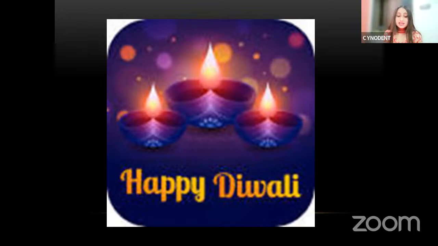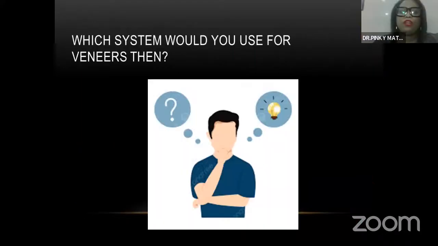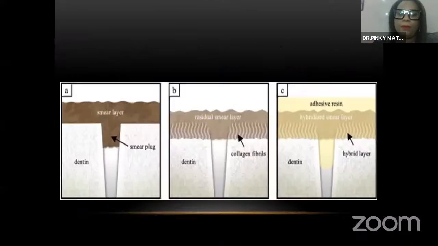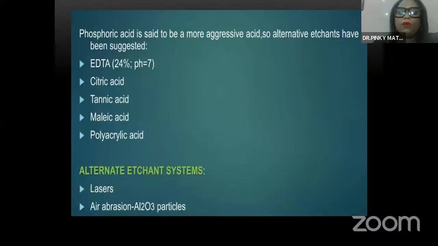Ma'am, which is the best agent we can use in practice other than phosphoric acid? See, you can go with a lot of things. There are people who are etching their surface with citric acid. There are people who are etching their surface with lasers also. Citric acid is one conditioner, EDTA is one conditioner. But when I'm talking about etchants, I'm going to be more and more particular and emphasize that please stick to phosphoric acid. It's doing wonders, and we have a lot of studies which are modifying it. So please stick to phosphoric acid.